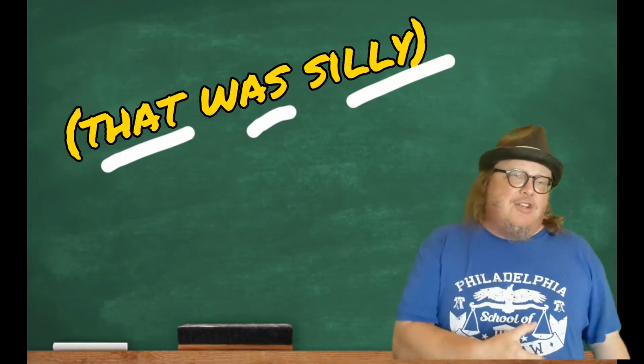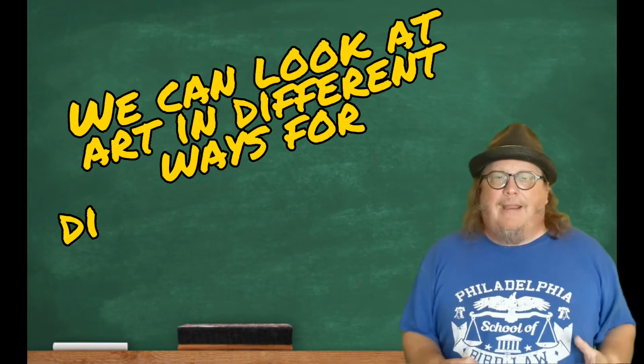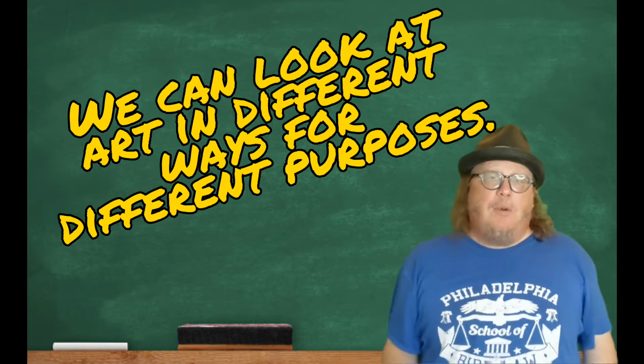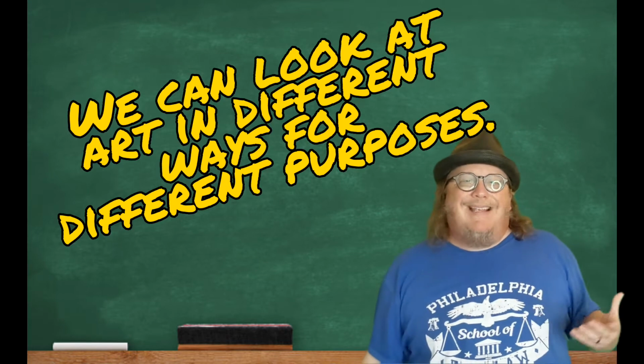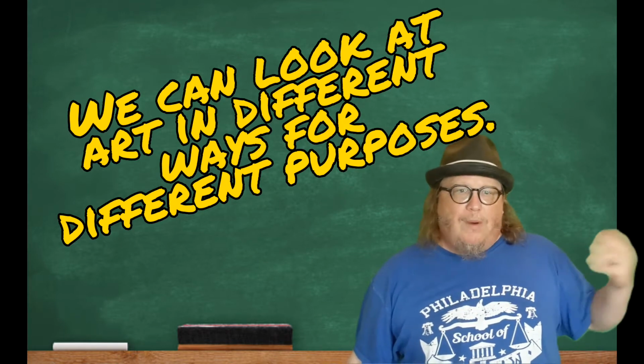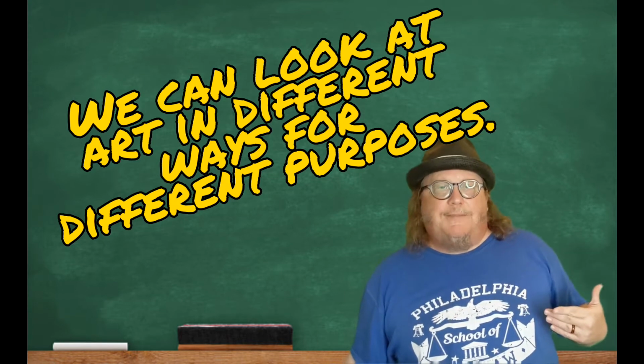So by way of analogy, we can approach the interpretation of art in the same way. We can look at one view or another, or multiple views at once. And none of those ways is the wrong way to look at the human body. Also, none of those ways are the wrong way to look at art. They're just different ways for different purposes.